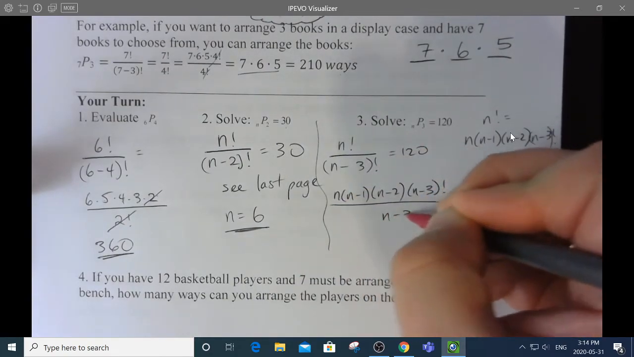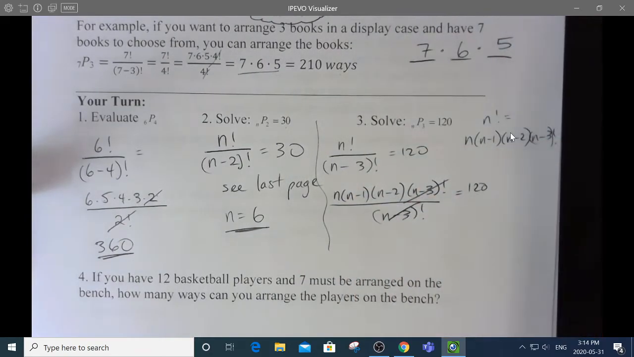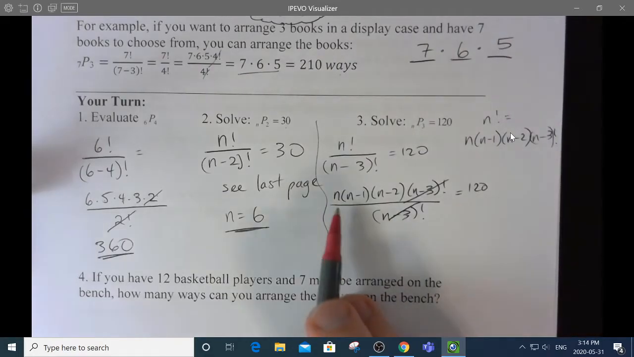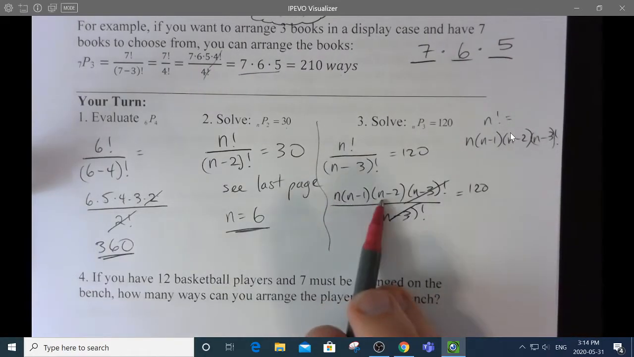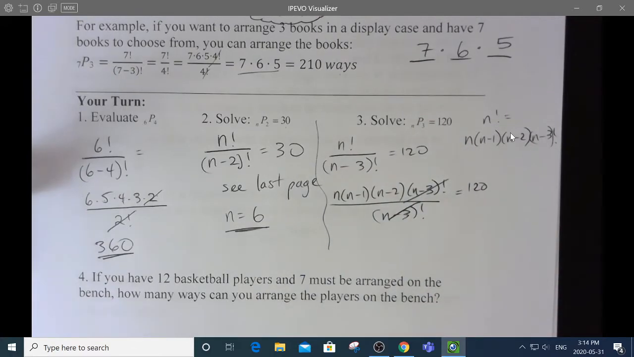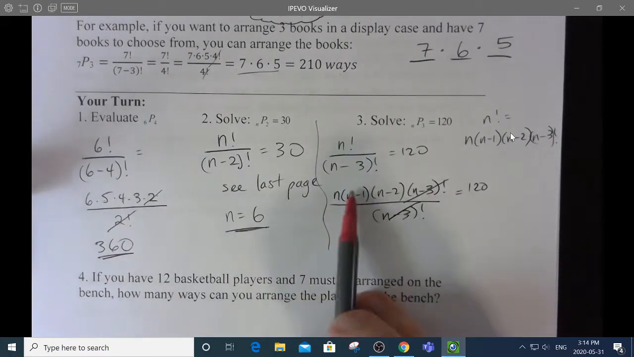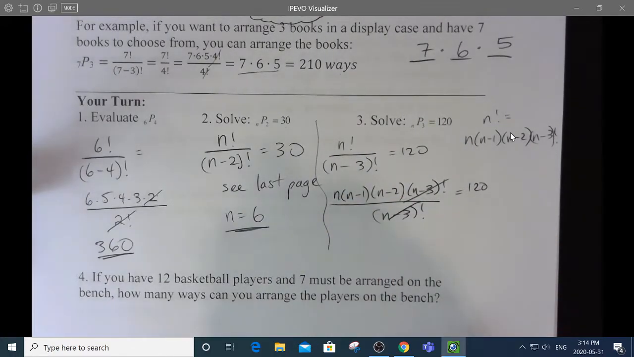Okay, so that is going to cancel the denominator. Those make 1. So now I have a number times 1 less than that number times 2 less than that first number is 120. Now, you might be going, what, am I going to multiply all that out and solve a cubic? No, you're going to guess and check the way we did back in Unit 1 when we were trying to find zeros of polynomial functions.